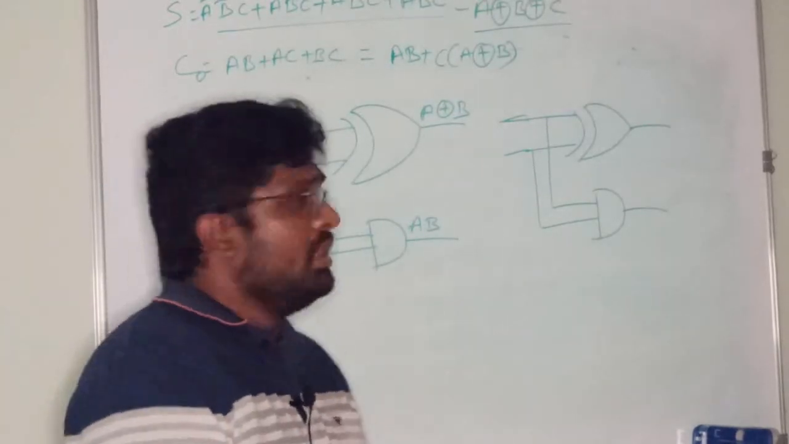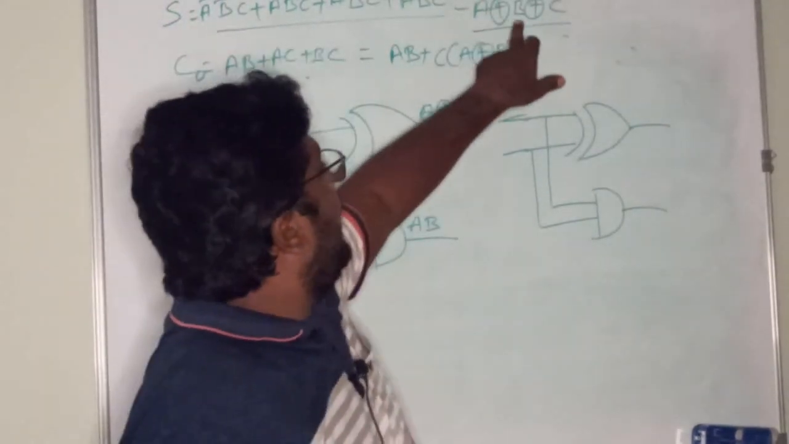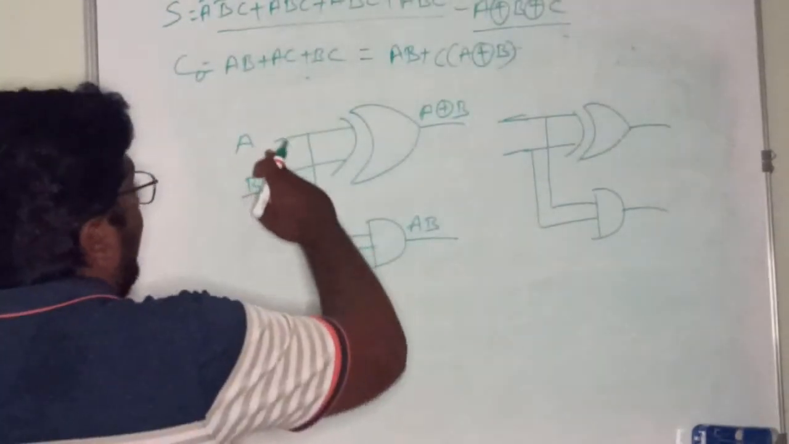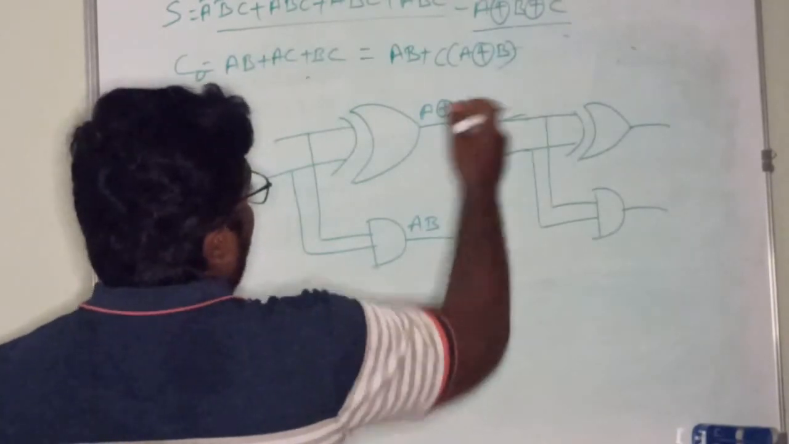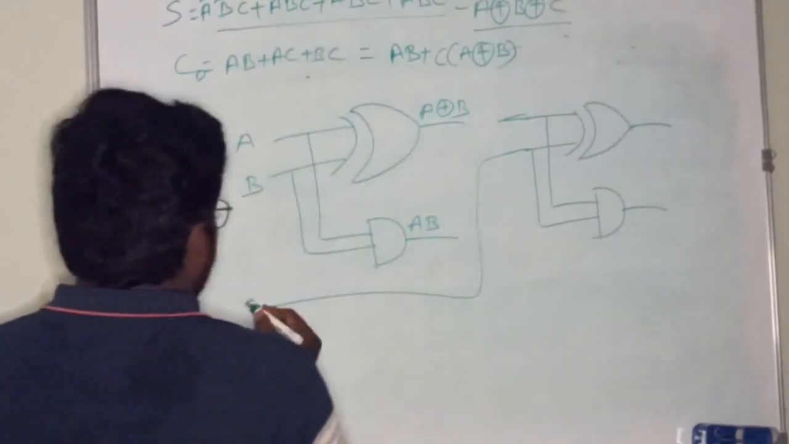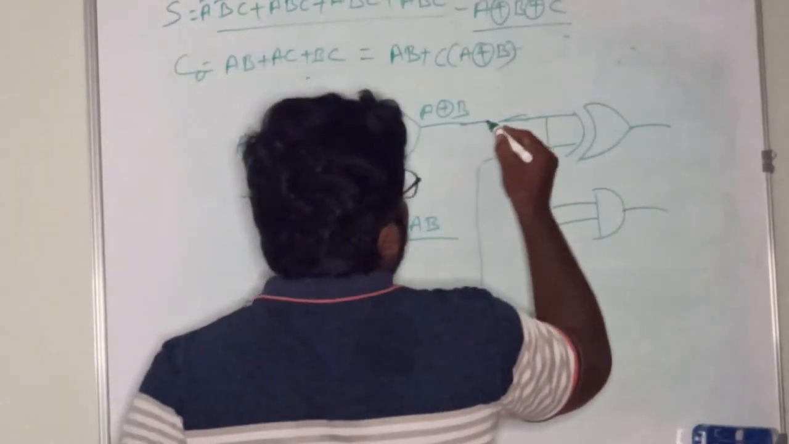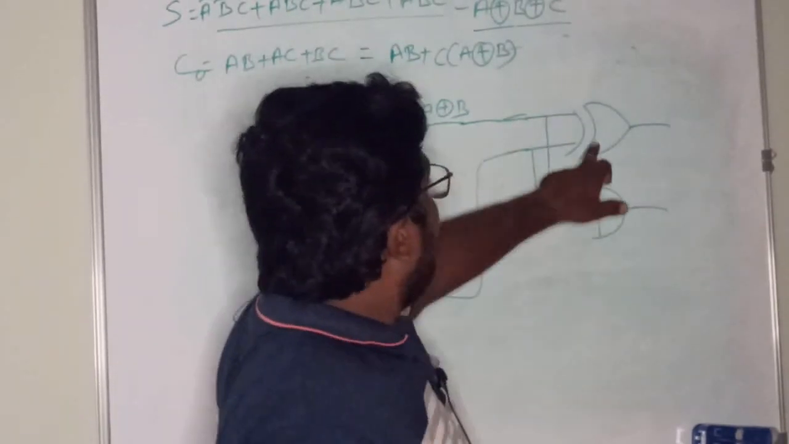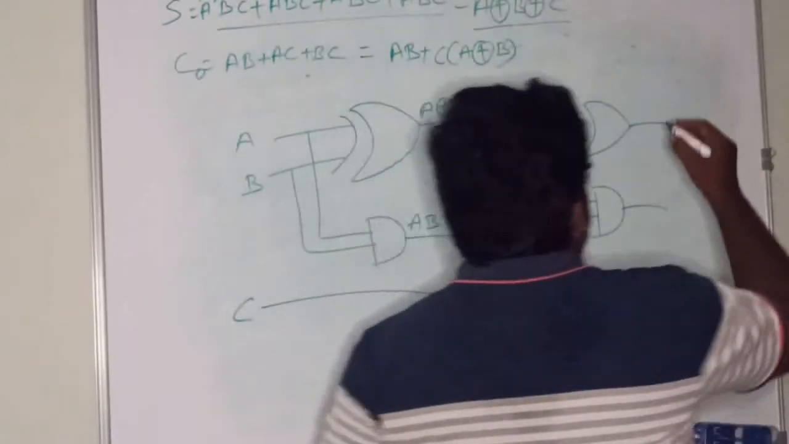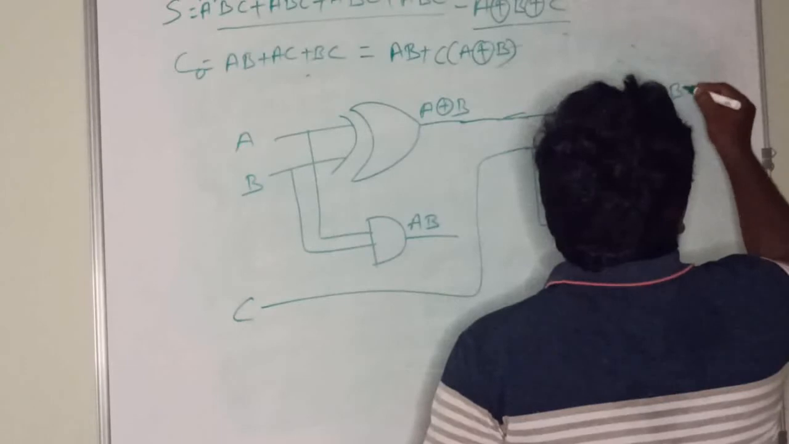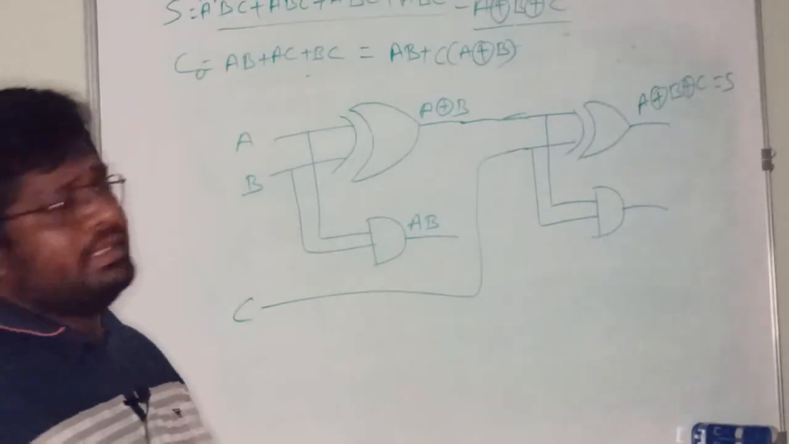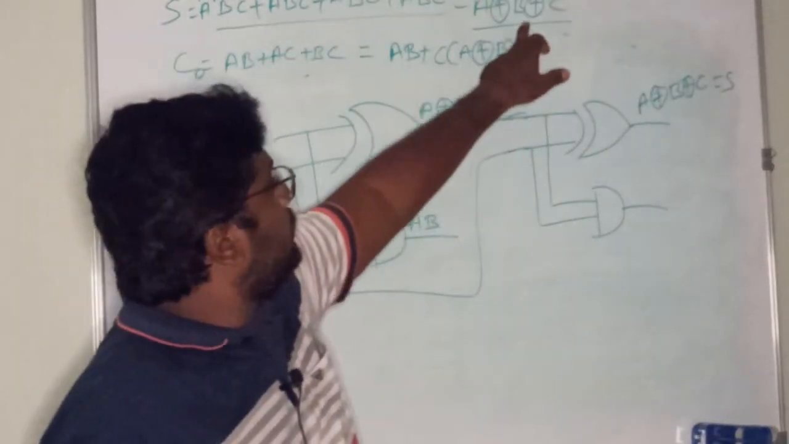So if you observe here, the sum S is equal to A XOR B XOR C, right? Here I am having A, B, A XOR B, and now I am taking C here. This is C. So one input is A XOR B and the other input is C. So finally I will be getting A XOR B XOR C, which is nothing but the sum S, right? So I got the A XOR B XOR C.